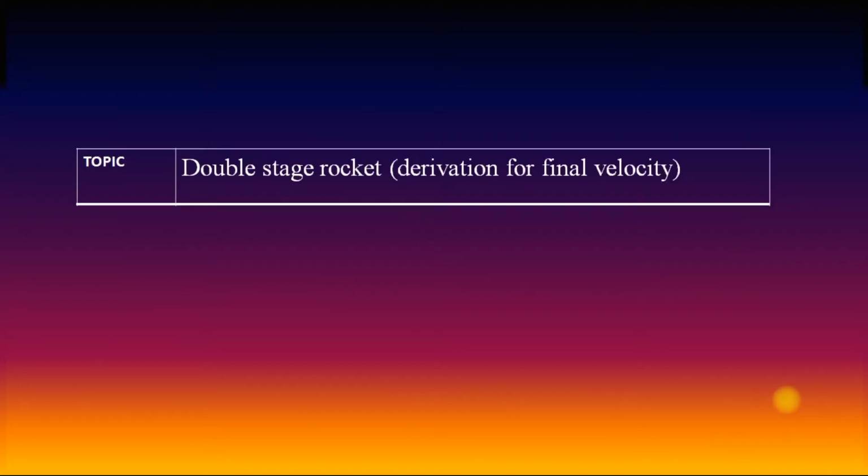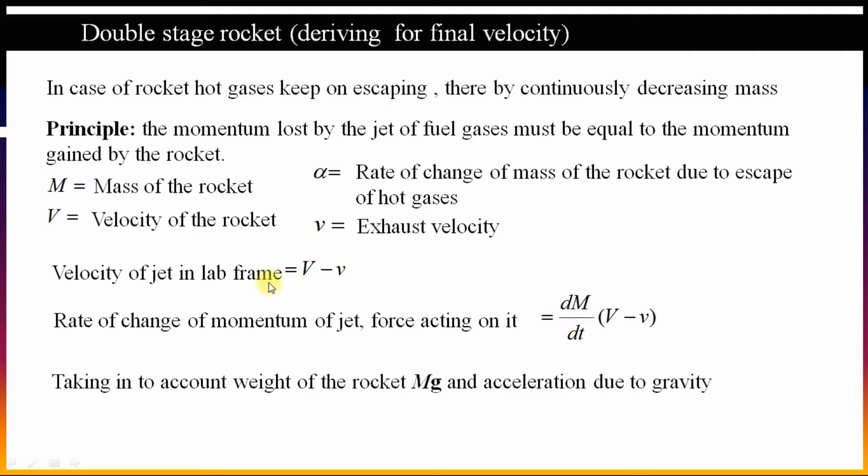So in this video, let's derive the expression for the velocity of the rocket by taking into account the weight. This is the velocity of the jet in the lab frame, capital V minus small v. Capital V is the velocity of the rocket and small v is the velocity of the exhaust. The rate of change of momentum of the jet, the force acting on the rocket, is dm by dt into (capital V minus small v).